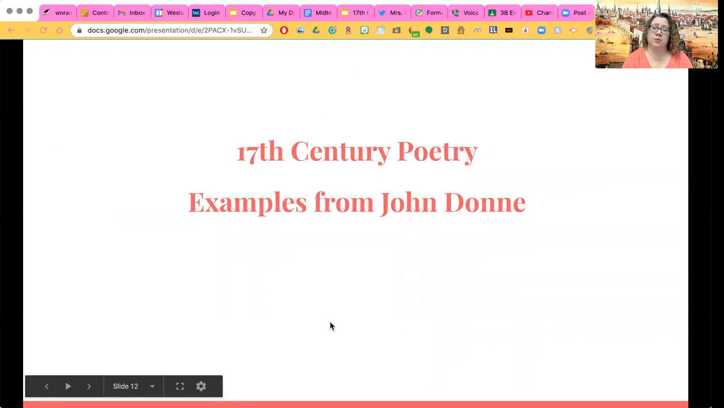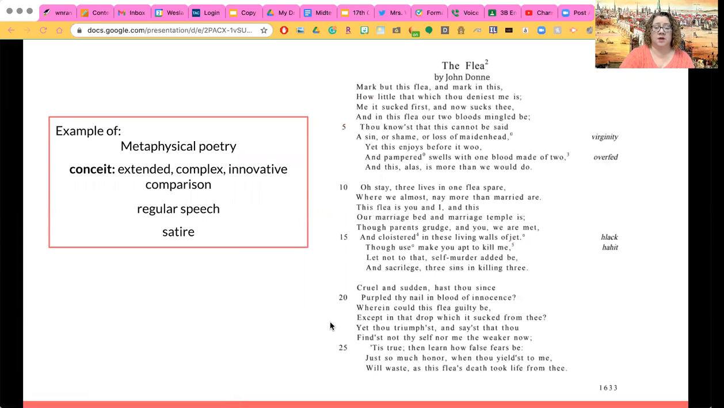All right, so winding down for today, there's two other things I want to do. I want to talk about the 17th century poetry. I'm going to use one poet and three of his poems to demonstrate for you these qualities of 17th century literature. And then I want to prep you a little bit for your reading of the first book of Paradise Lost before we go. So John Donne is a poet from the 17th century, and his work is mainly metaphysical.